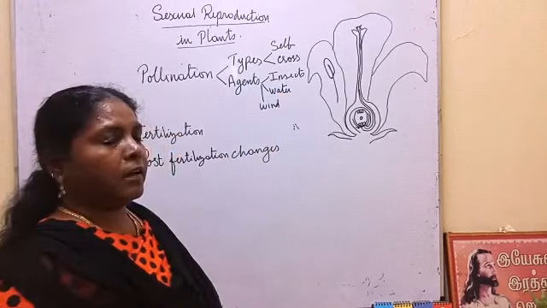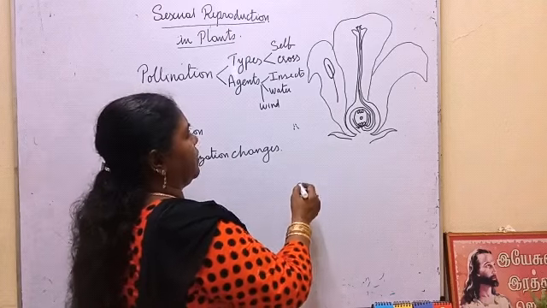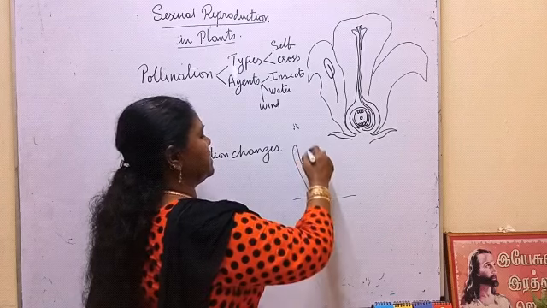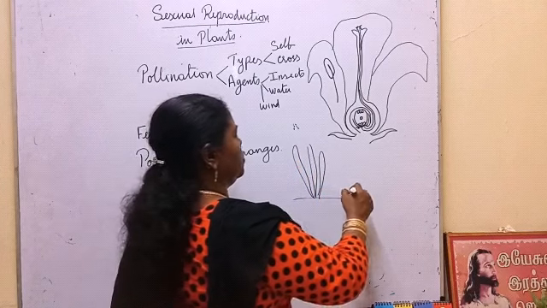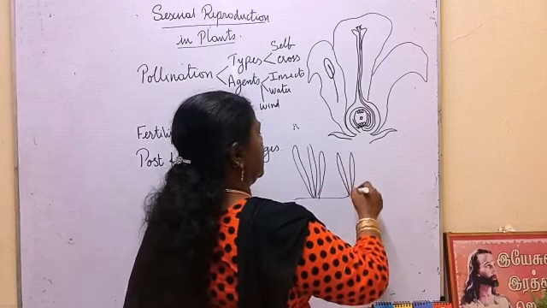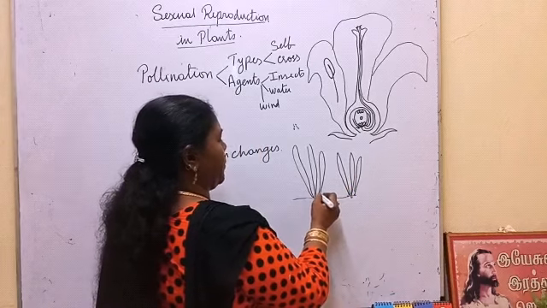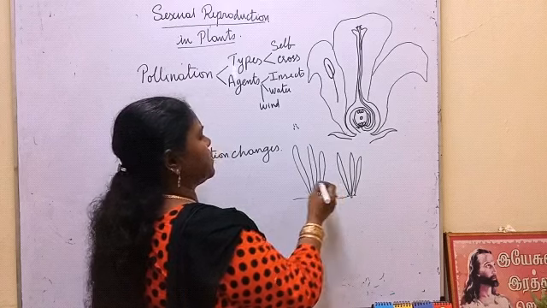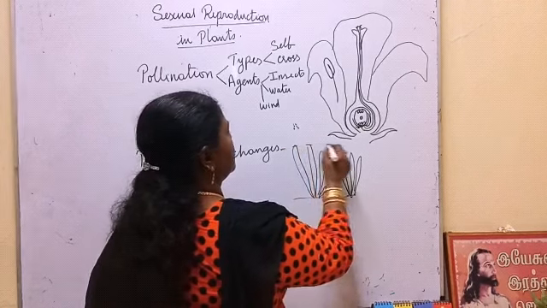Then water. The aquatic plants like Vallisneria. Vallisneria has two different types of plants, male plant and female plant. Male plant will be producing the inflorescence, male inflorescence.